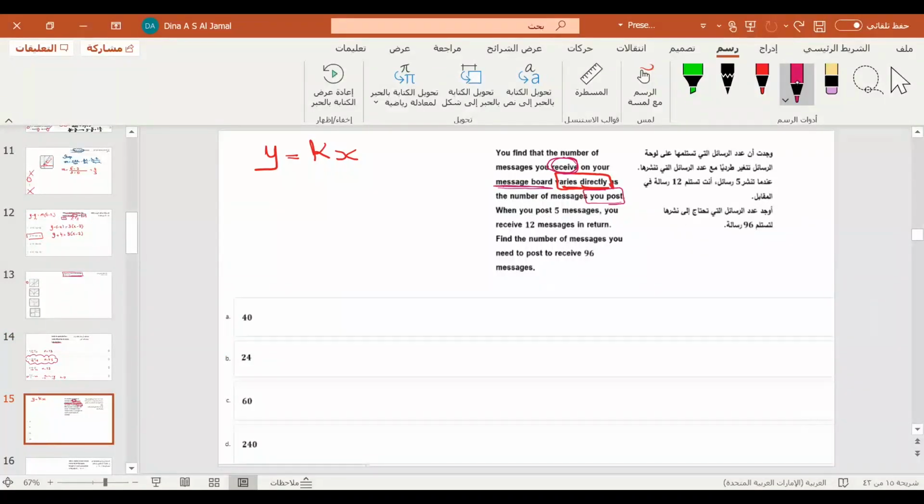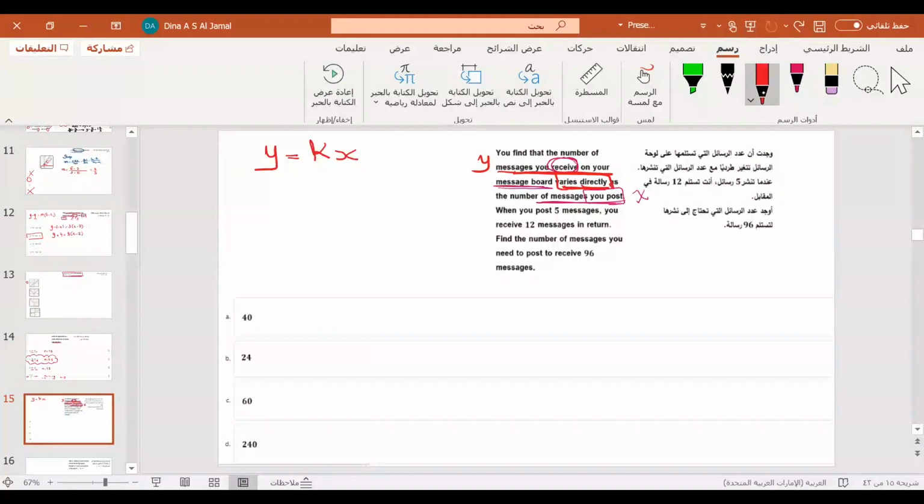So let me clarify it for the Arab people. So it's all about الرسائل التي تستلمها تتغير طرديا مع عدد الرسائل التي تنشرها. So in general, the number of messages will be varying directly. So from this word, we know that we will be using the relationship of the direct variation. So we can keep that the messages we receive because it is varying as y, and the messages that we are posting as x.